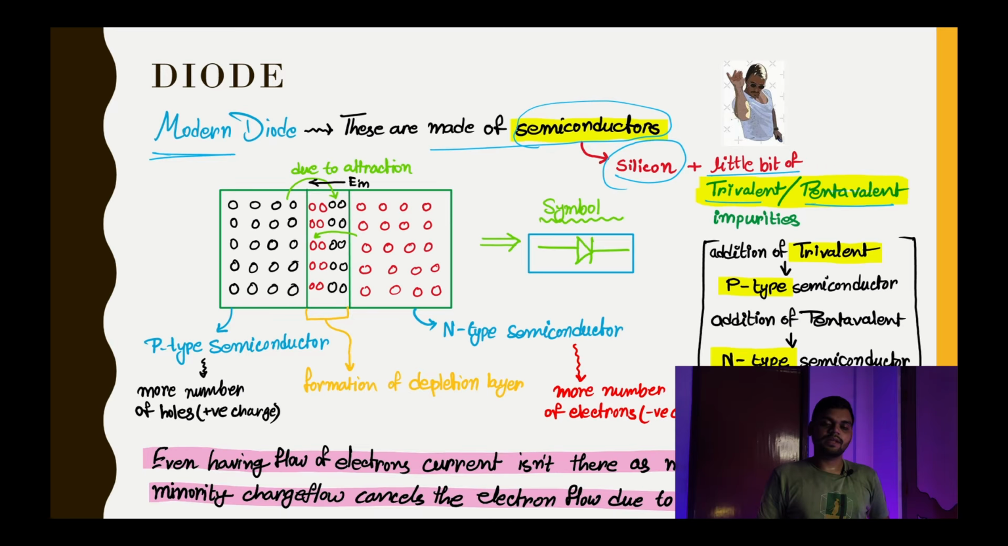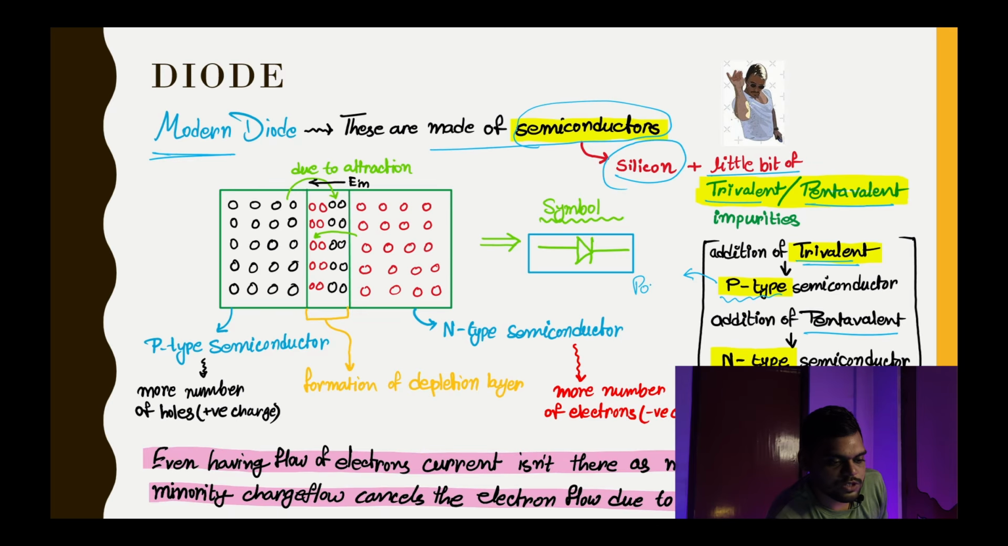Let's have a look. We have a group of silicon atoms, and in that if we add a little bit of trivalent atoms or a little bit of pentavalent atoms. What are trivalent atoms? Trivalent atoms are boron family members, and pentavalent atoms are nitrogen family members. If we add just a little bit of them, then we get a material that is known as a semiconductor. So semiconductors are of two types. On addition of trivalent atoms, we get p-type semiconductor, and on addition of pentavalent atoms, we get n-type semiconductor. Why p-type and why n-type?